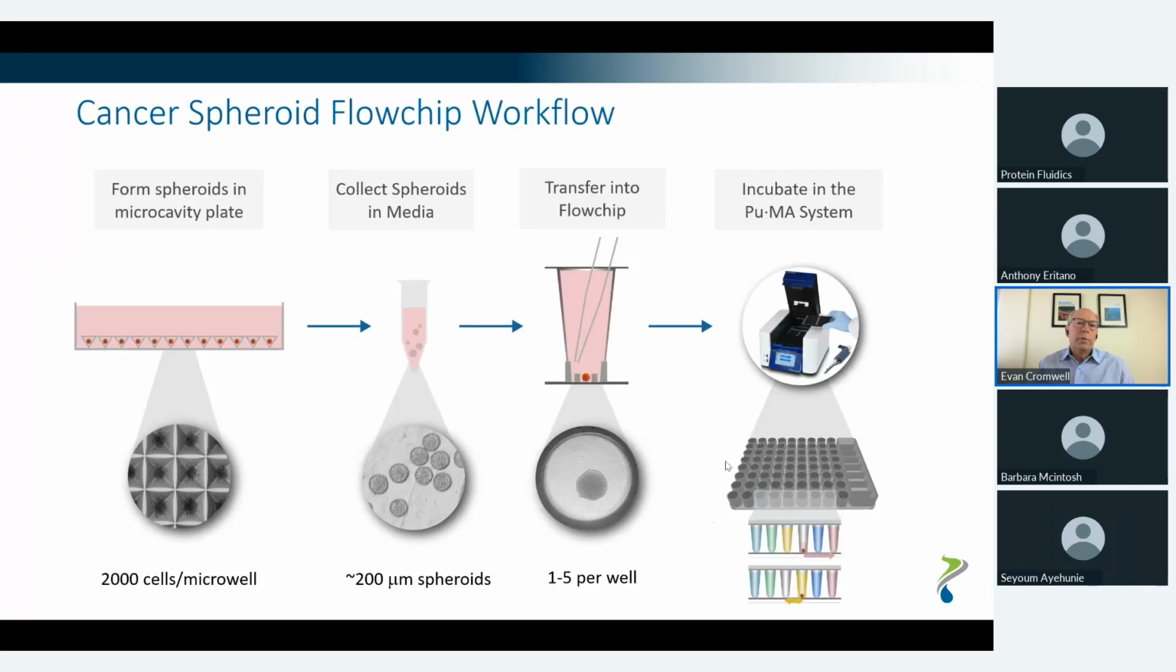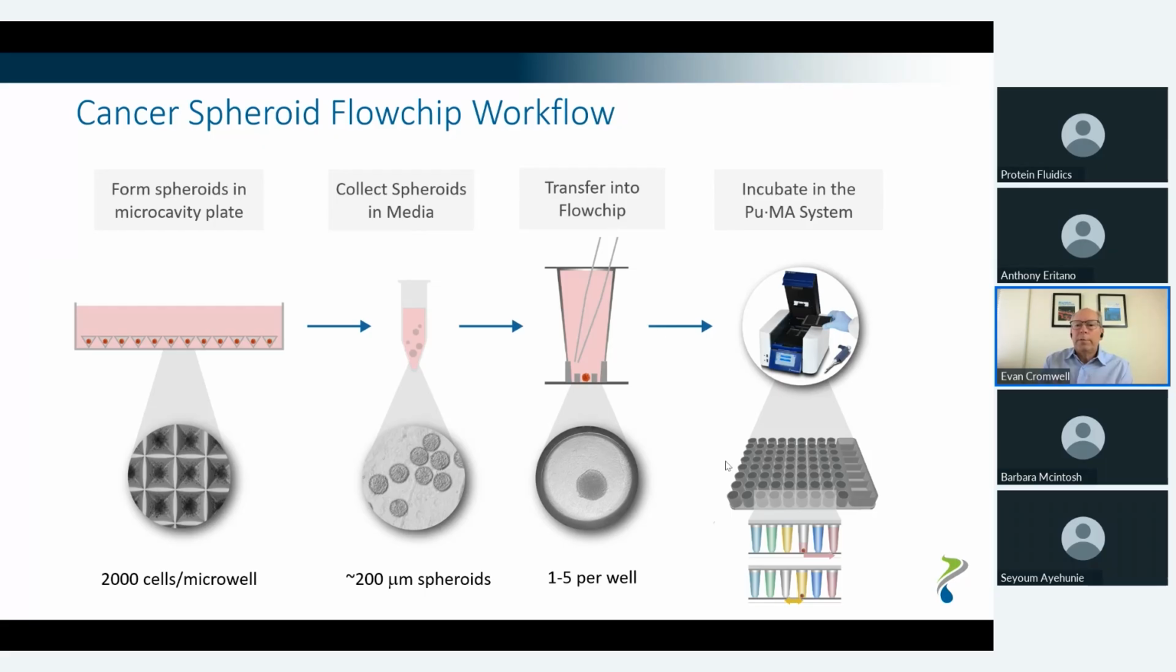So in this workflow, we are using agarose plates, which have microcavities where you can form thousands of small tumoroids. It's about a 2 to 3 day process to form nice firm organoids or tumoroids in these plates. So after, say, 3 days, you collect those and transfer them into flow chips. In this case, we're doing about 1 to 5 per well because we're doing manual transfer, and you want to make sure that you filled up all the wells and got them nicely dispersed.